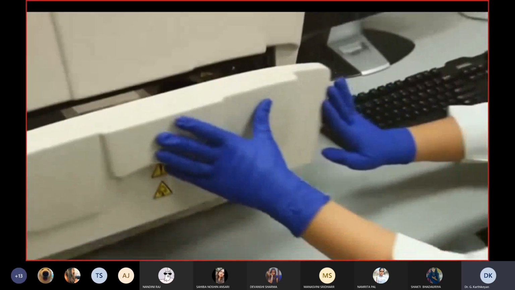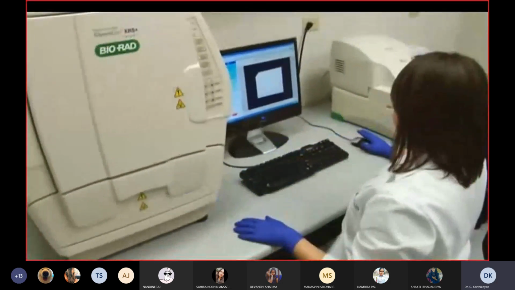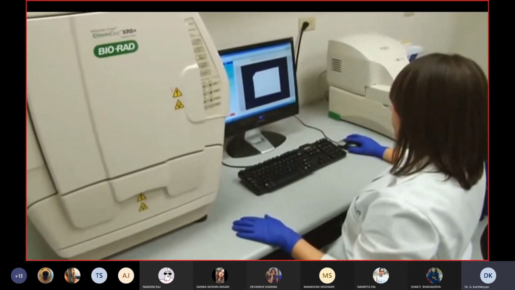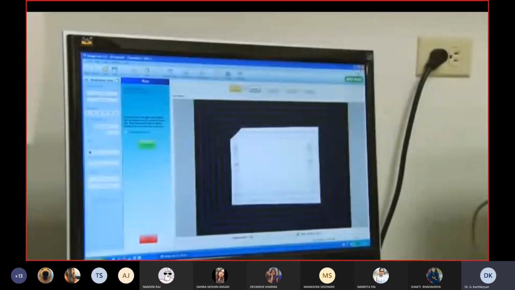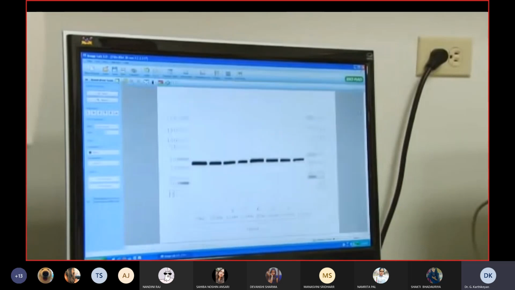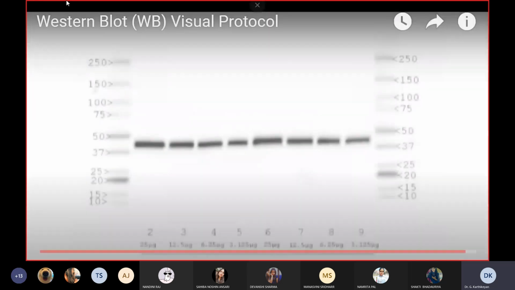Immediately develop the membrane. Both film and camera systems allow you to adjust the exposure time in order to ensure a picture-perfect Western blot. Relative band densities can now be quantified with commercially available software. Proper molecular weight can also be verified by comparing band sizes to the molecular weight ladder.